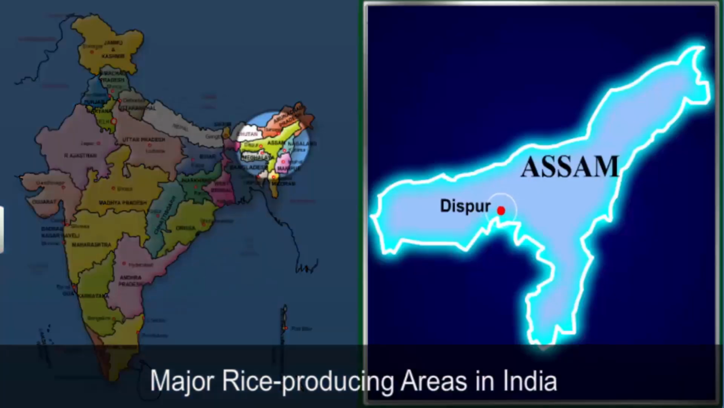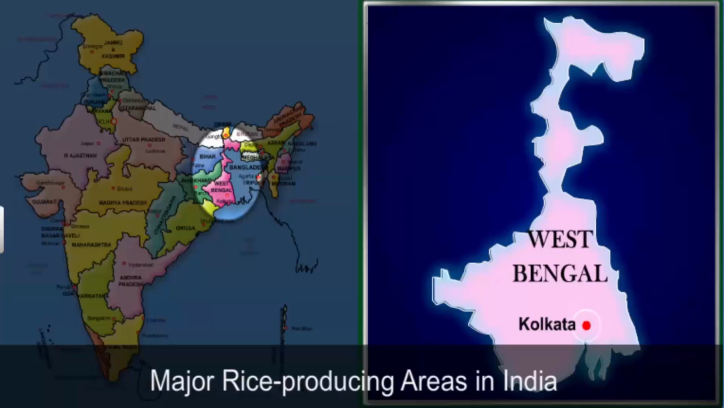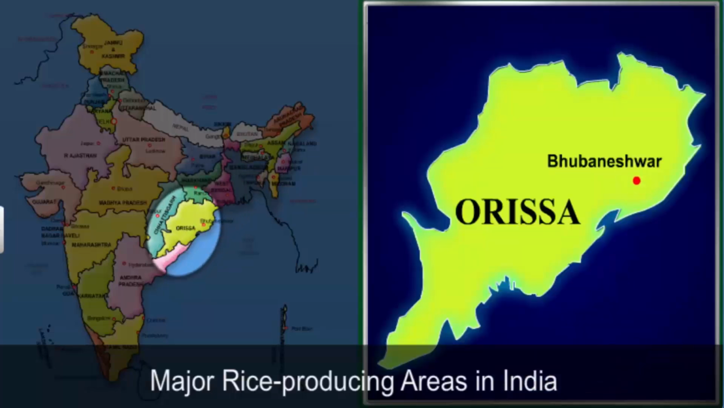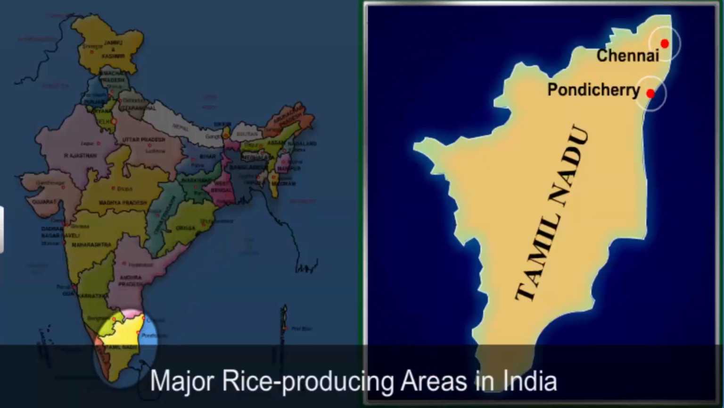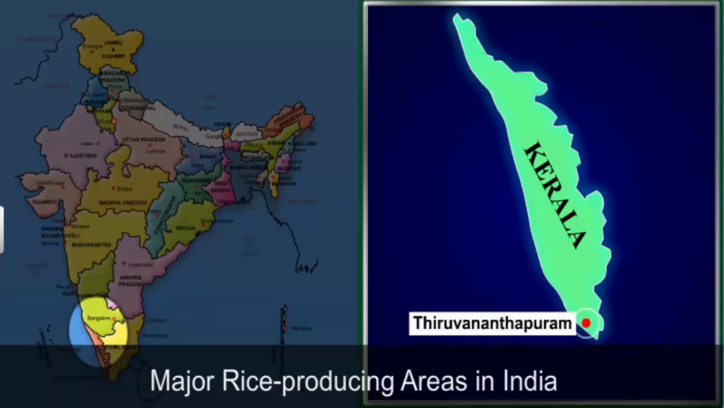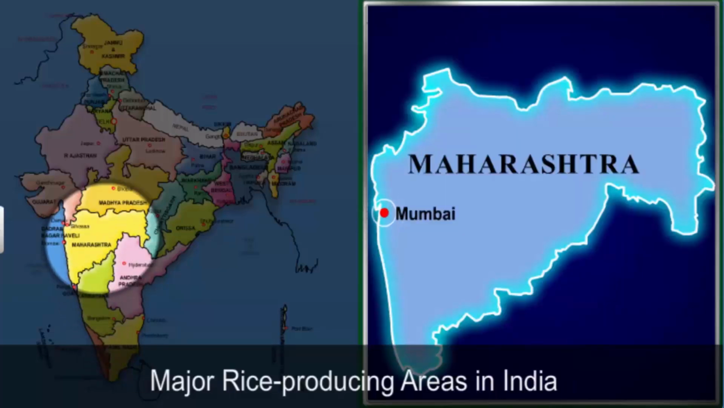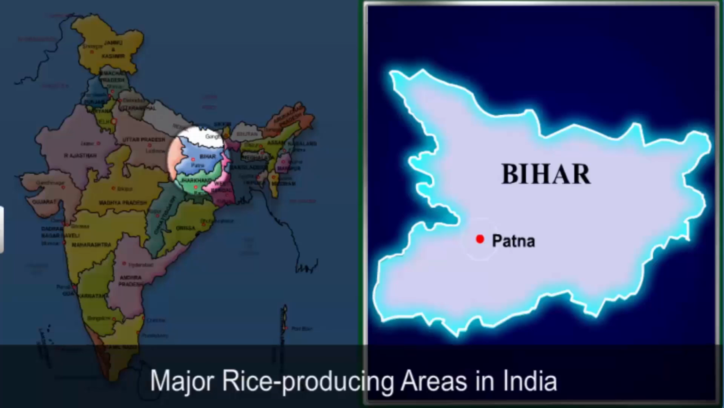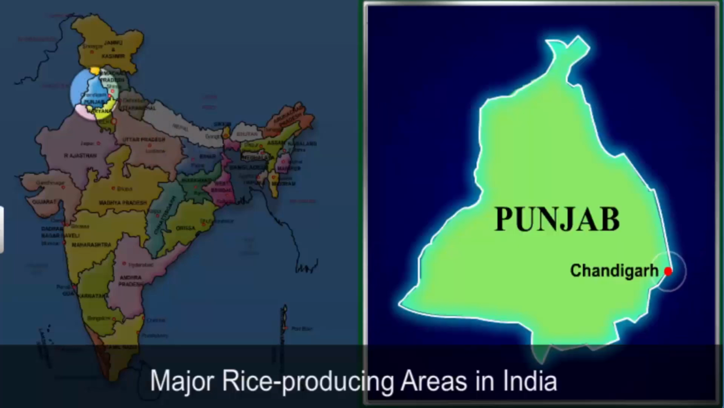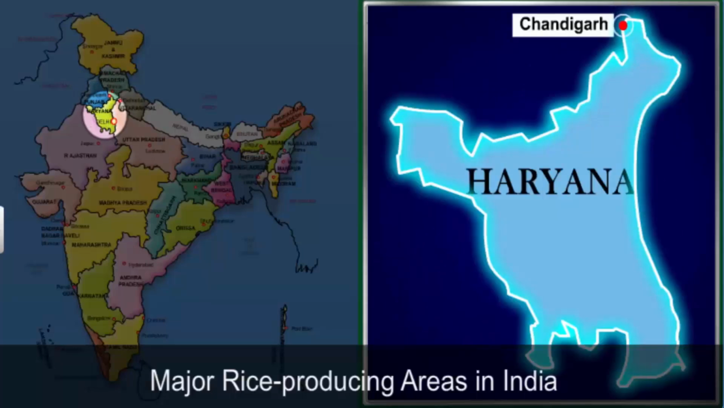The main rice-producing areas in India are Assam, West Bengal, coastal Orissa, Andhra Pradesh, Tamil Nadu, Kerala, Konkan in Maharashtra, Uttar Pradesh and Bihar. In recent times, rice has become an important commercial crop in Punjab and Haryana also.